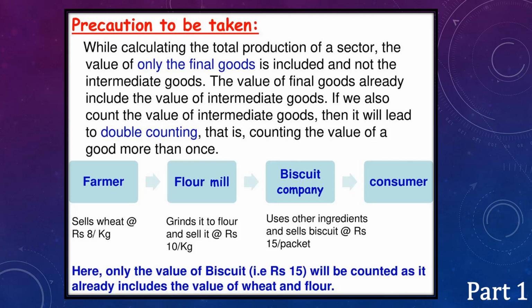Example, wheat comes from the farms, goes to flour mill. There its value has increased from rupees 8 to rupees 10. Next it will go to a biscuit company. It uses all these ingredients and sells the biscuit at the rate of 15 rupees per packet to the consumer. So we are going to consider 15 rupees as the final value of the biscuit. That is, biscuit is our product here, isn't it? Here only the value of biscuit, that is rupees 15, will be counted, as it already included the value of wheat and flour.